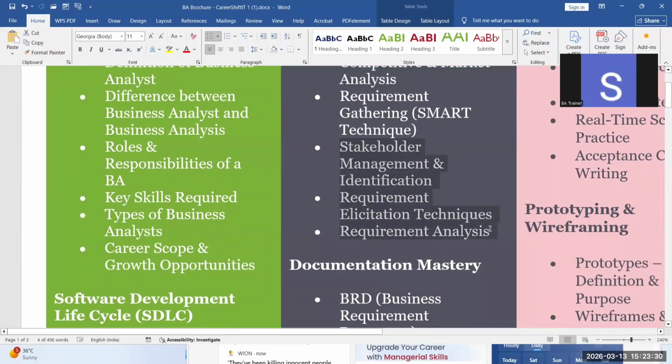the elicitation techniques. This is very important because primarily a business analyst gathers the requirements from the stakeholders. So who are the stakeholders, how do you identify them, and how do you gather the requirements? We are going to have role play sessions so that you can remember it for a longer period, and you can represent yourself as if you really worked. When we conduct a role play session, it will be very beneficial for you.